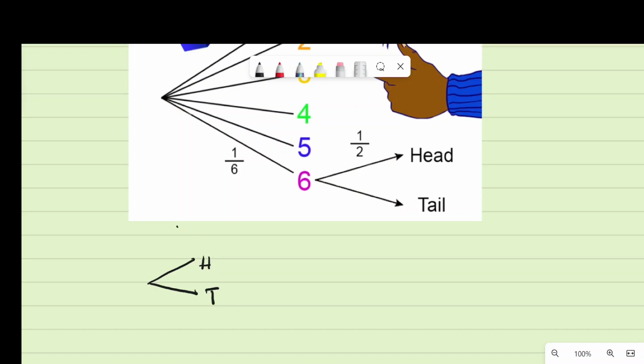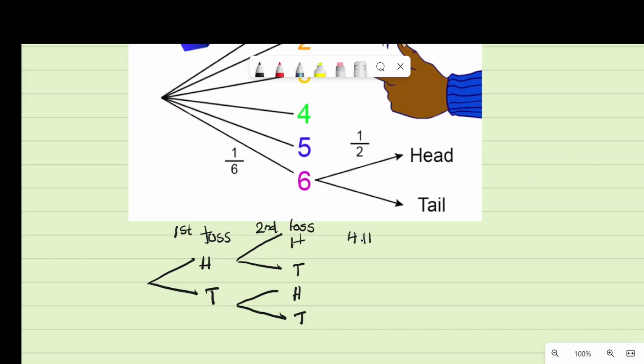That is, if you toss a coin once, in the first toss you get a head or tail. But if you toss it again, suppose you got a head in the first toss, still in the second toss you're going to get a head or tail. Even if you got a tail in the first toss, still you can get a head or tail in the second toss. That means after tossing 2 times, you may get 2 heads.